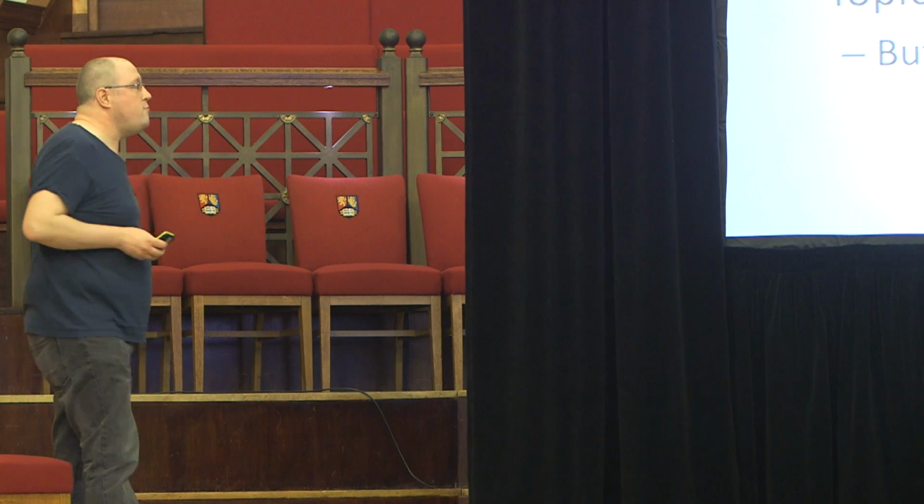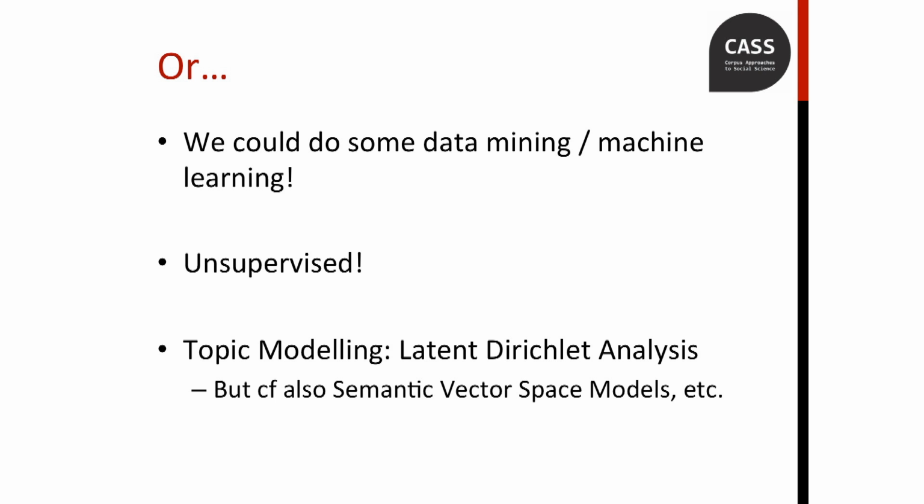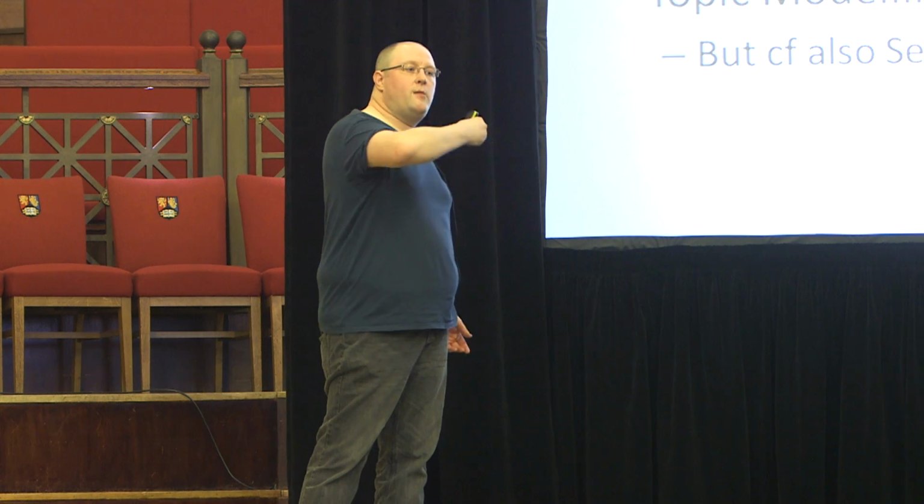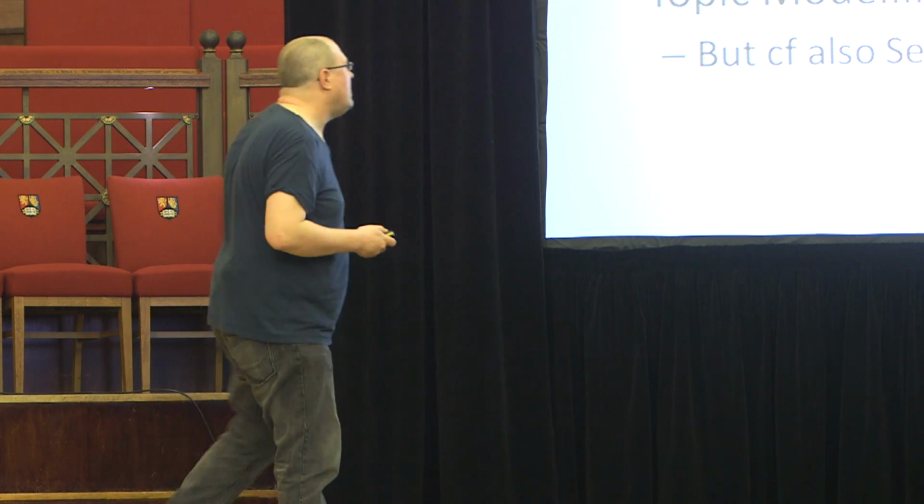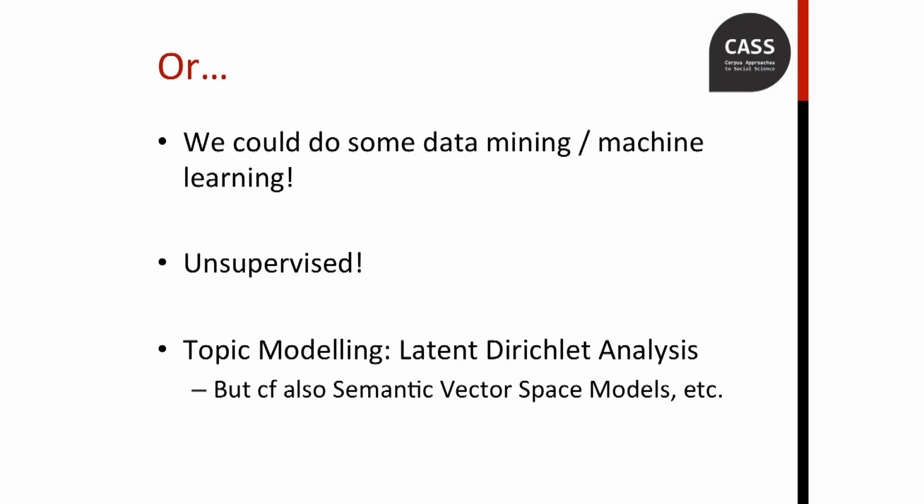do some number crunching. We could do some machine learning, some data mining, and it could be unsupervised. In machine learning, unsupervised has a specialized meaning. It means that there isn't a target analysis that we know is correct that we're trying to get our machine learning system to produce. Instead, we're trying to get it to produce something, and we don't necessarily know what until we get it. Topic modeling is an example of this.